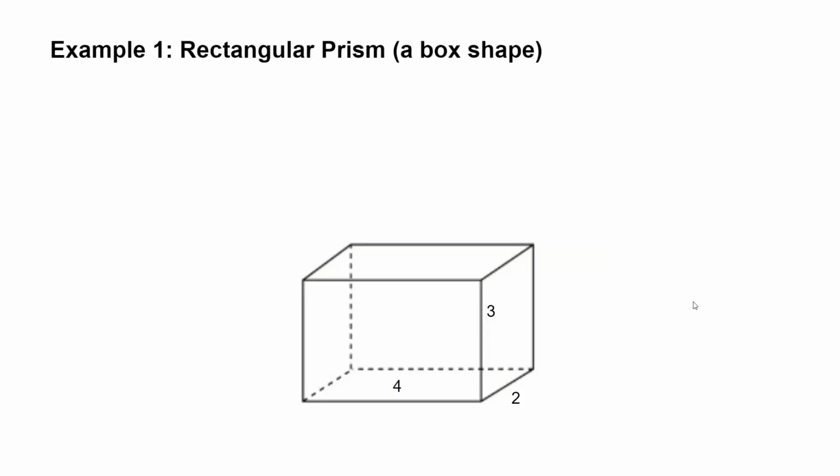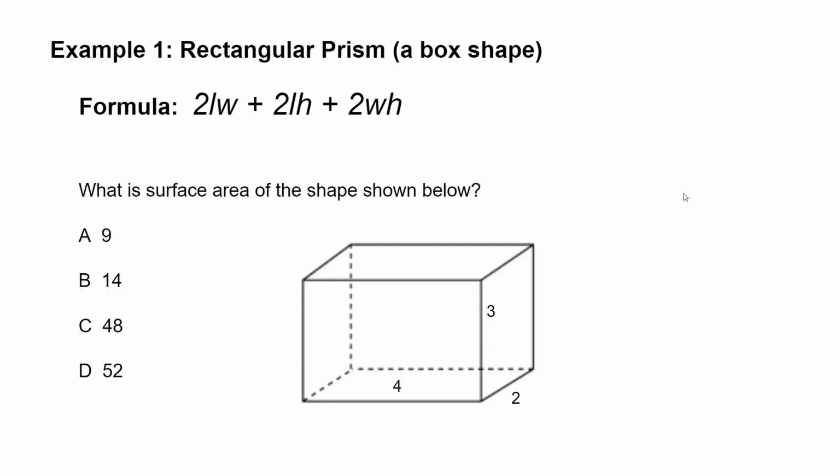Here's our first, a rectangular prism. There's the formula. And we're being asked to find the surface area of that box. Notice this formula, as I said, is a little bit more complicated: 2 times the length times the width plus 2 times the length times the height plus 2 times the width times the height. Why is this formula so complicated?